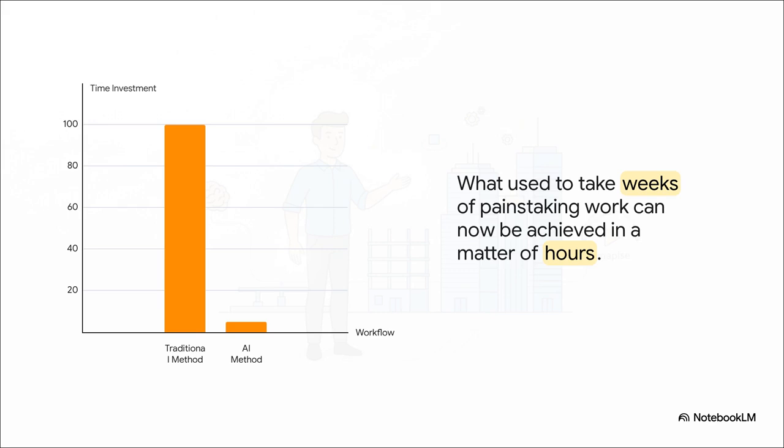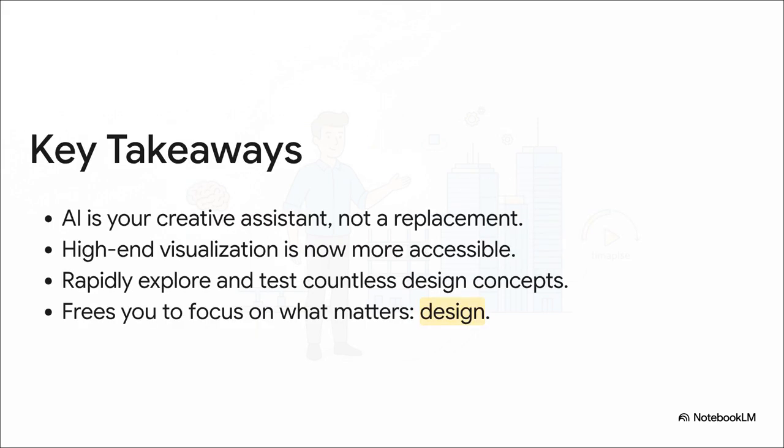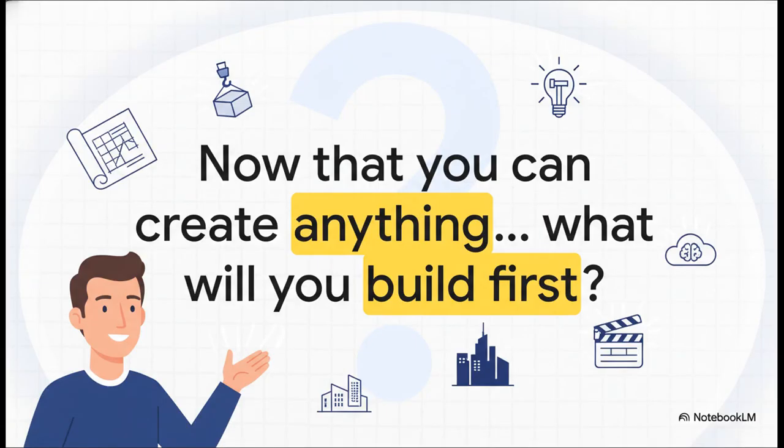So what's the big takeaway here? Well, first, think of AI as your new creative assistant. It's making this kind of high-end work accessible to everyone, not just big studios. And most importantly, it lets you test out tons of ideas in the time it used to take to model just one. You get to be a designer again, not just a technician. So I'll just leave you with this one thought. Now that the barrier between what you can imagine and a finished cinematic video has basically vanished, what are you going to build first?